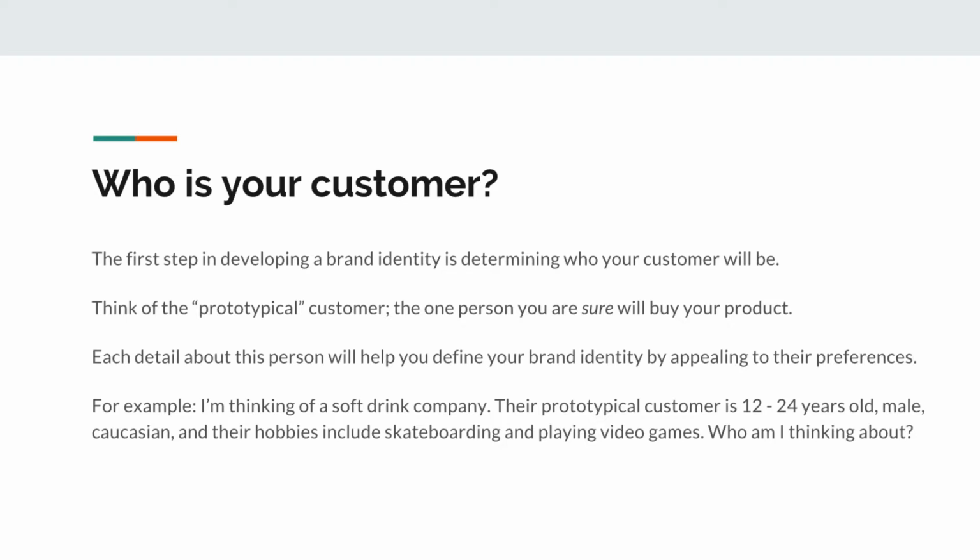So think about it like this. Let's say I'm thinking about a soft drink company, and their prototypical customer is 12 to 24 years old. They're male, they're Caucasian, and their hobbies include skateboarding and playing video games, right? What company am I talking about? What brand am I talking about, right? I think most of you, just by that description, are already getting the picture that I'm trying to paint here, right? I'm talking about Mountain Dew, right? We all know that. That's exactly how they market their product.